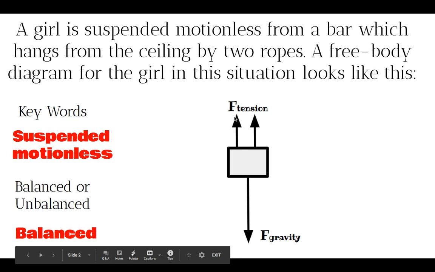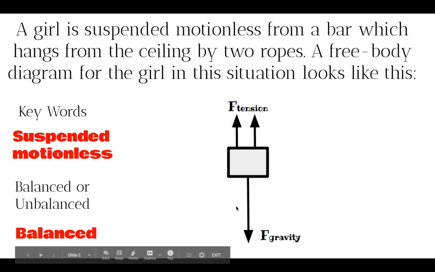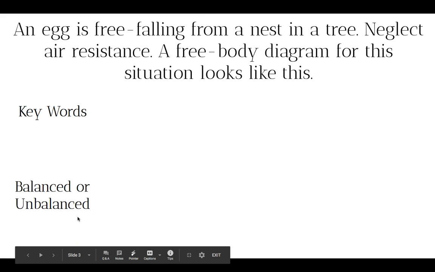So you see 2 arrows going upward, and I have 2 arrows, not 1, because it says that she's hanging by 2 ropes. So there's going to be 2 forces right there. If I added up the length of the 2 tension arrows, that's going to equal the force of gravity arrow, or it's supposed to, again, because it is balanced. That's what it's supposed to look like.